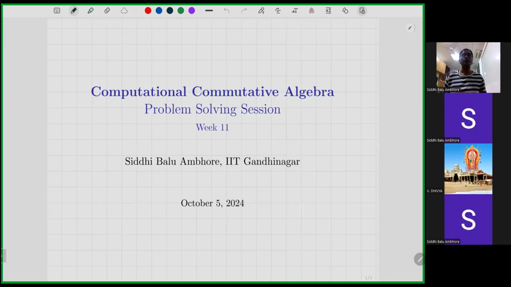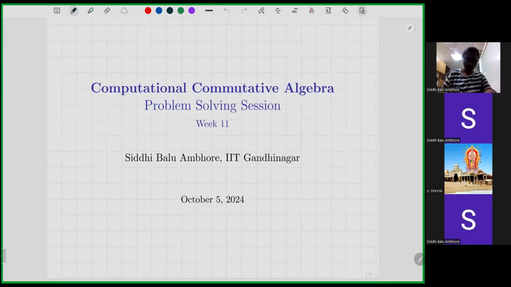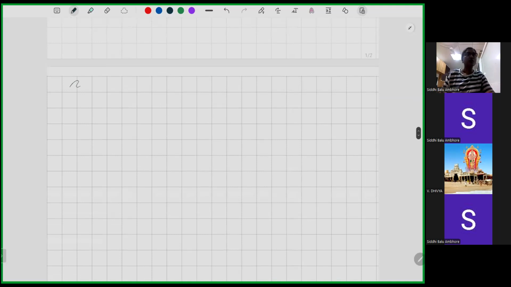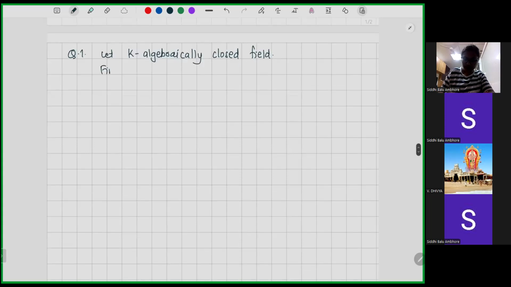So let us start with the first problem. Let K be an algebraically closed field, then we have to find the Proj of K[x, y]. Okay, so this is our first question.